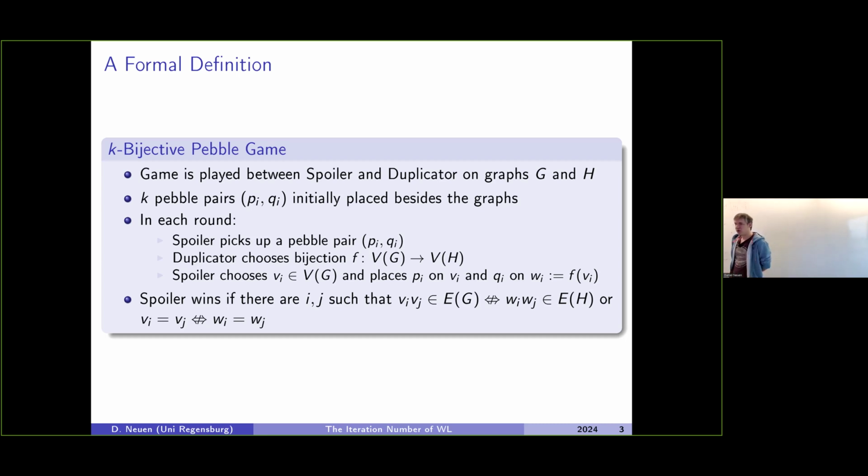And spoiler wins the game in some round if, for some i and j, either the edge relation is not preserved, so v_i v_j is an edge in G and w_i w_j is not an edge in H, or the other way around. Or the other option is that equalities are not preserved. So in one graph, orange and violet are placed on the same vertex, and in the other graph, they are not placed on the same vertex. Then spoiler also wins.